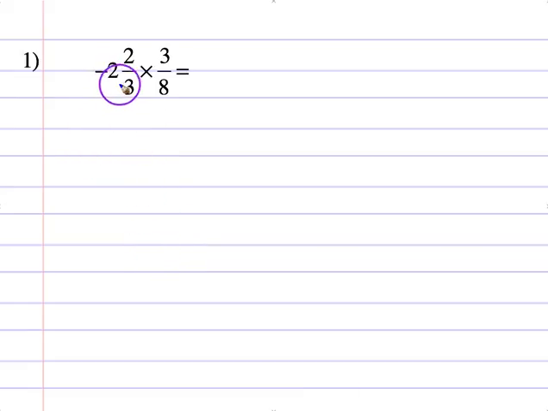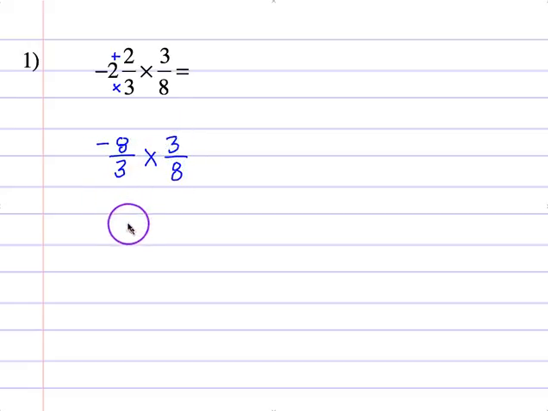The way that we do that is we multiply the denominator by the whole number, so 3 times 2 is 6, and then we add the numerator. Plus 2 would give me 8. The fraction was negative, so it remains negative, so I'm going to write negative 8 over 3. The denominator was originally 3, so it stays at 3. Now I'm going to go ahead and multiply it by 3/8.